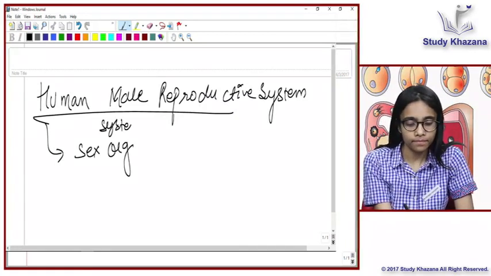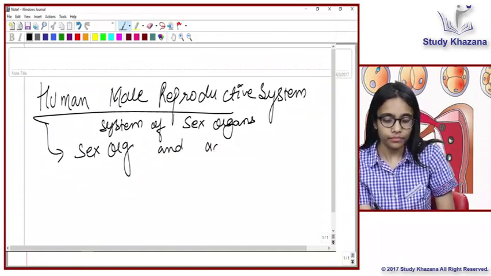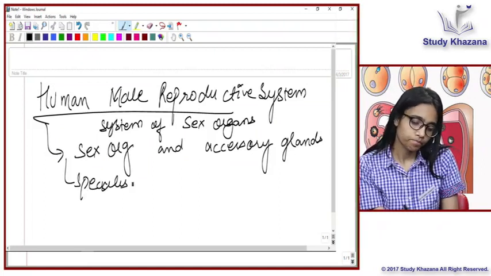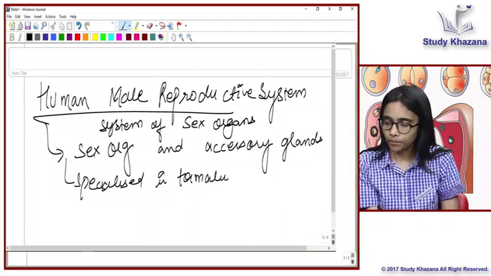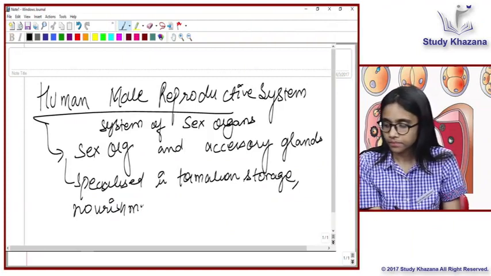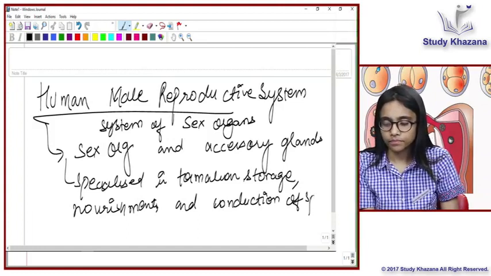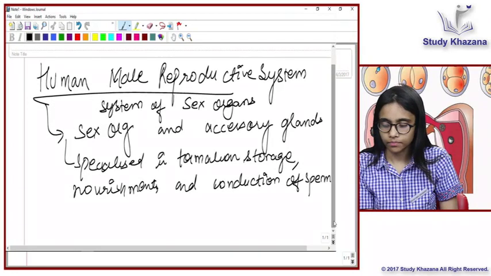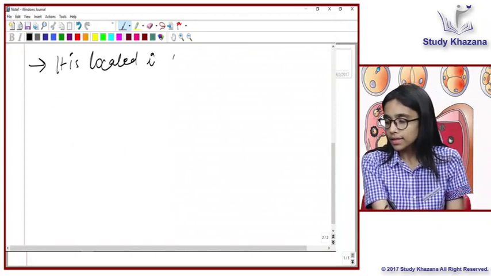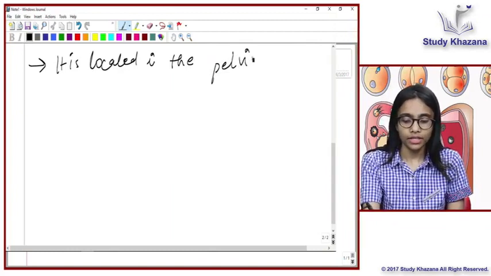It is the system of sex organs and accessory glands, specialized in formation, storage, nourishment, and conduction of sperms. And it is located in the pelvic region.